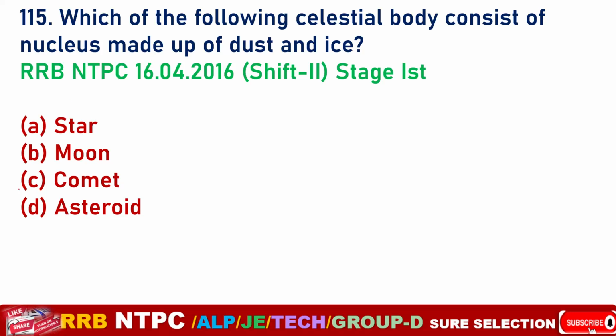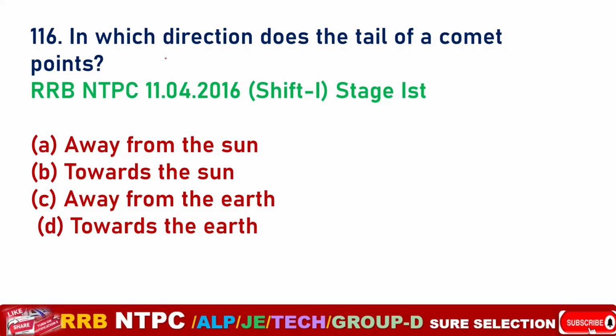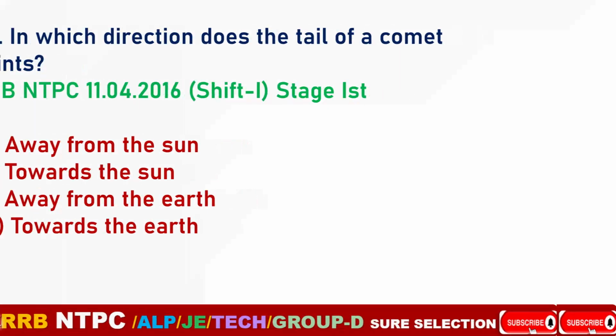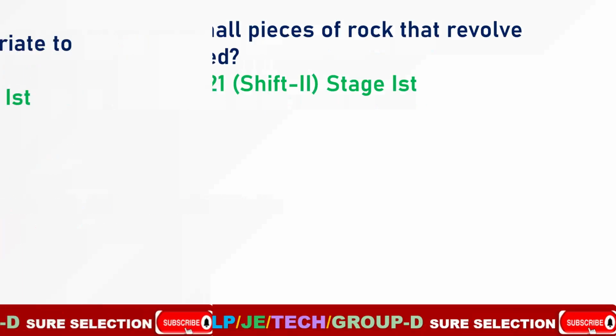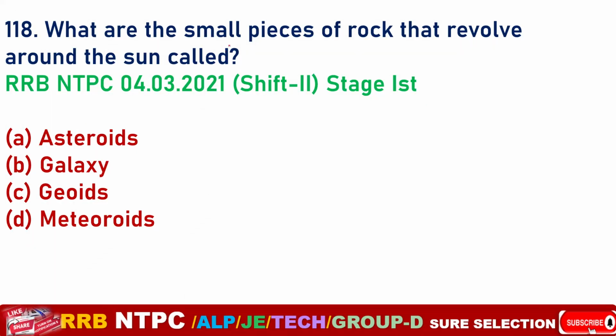That is comets. In which direction does the tail of a comet point? Away from the sun. Which of the following is appropriate to describe a shooting star? Fragments and debris. What are the small pieces of rock that revolve around the sun called? Meteorites.